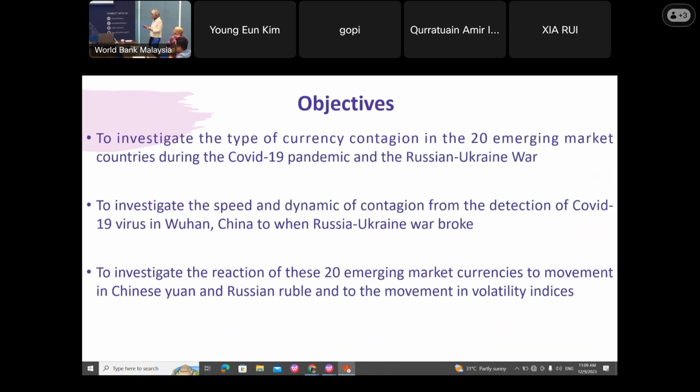Now, what are the objectives? We want to investigate the type of currency contagion in the 20 emerging market countries during the COVID-19 pandemic and the Russia-Ukraine war. We wanted to investigate the speed and dynamics of contagion from the detection of the COVID-19 virus in China to when the Russia-Ukraine war broke out. And finally, we wanted to investigate the reaction of these 20 emerging market currencies to movements in the Chinese yuan and Russian ruble, and at the same time, to the movement in their volatility indices.